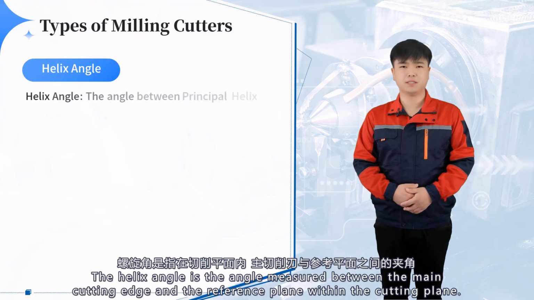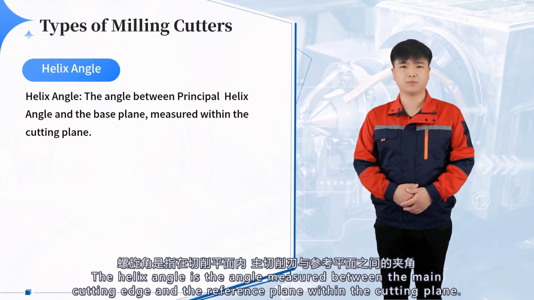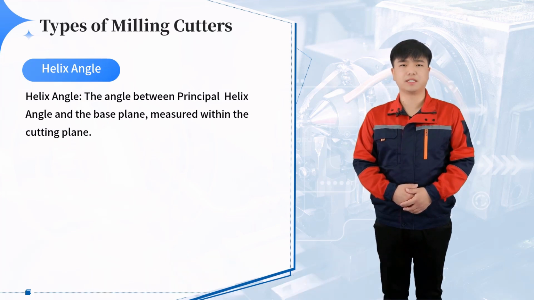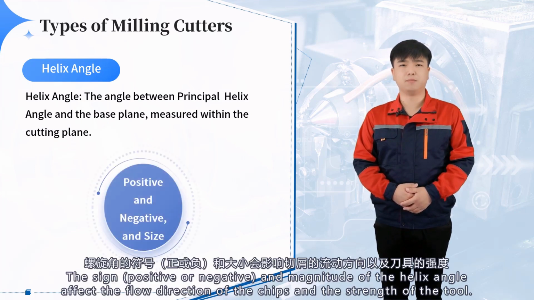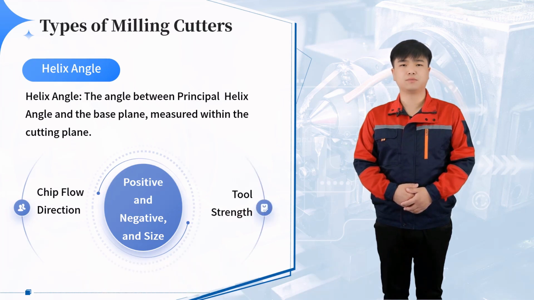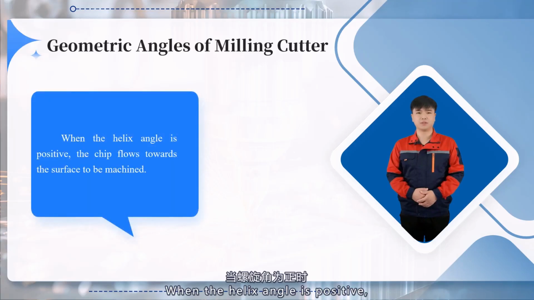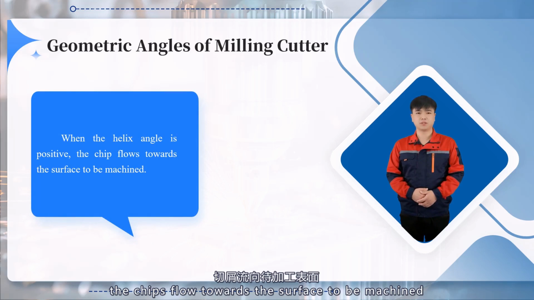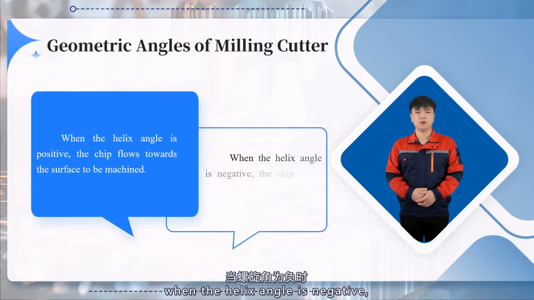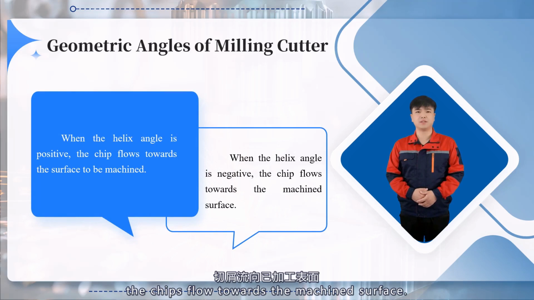Helix angle. The helix angle is the angle measured between the principal cutting edge angle and the reference plane within the cutting plane. The sign, positive or negative, and the magnitude of the helix angle affect the flow direction of the chips and the strength of the tool. When the helix angle is positive, the chips flow towards the surface to be machined. When the helix angle is negative, the chips flow towards the machined surface.